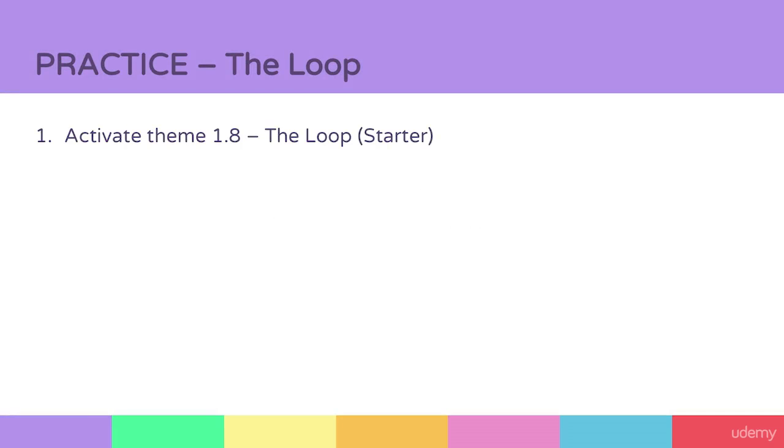You're going to start off with activating the theme 1.8, the loop, the starter files, the starter theme. That's going to have all the comments and everything that we need. You'll pop open the index.php. You'll see all the comments. You're going to code out the loop. You'll see it's very clear where you want to do this. The PHP blocks are kind of there and ready for you.